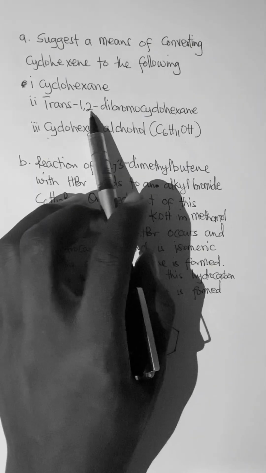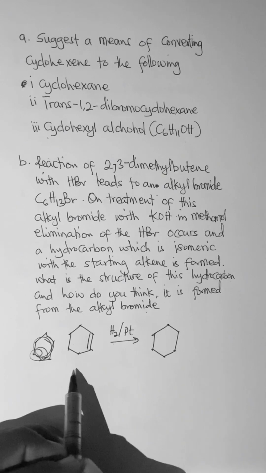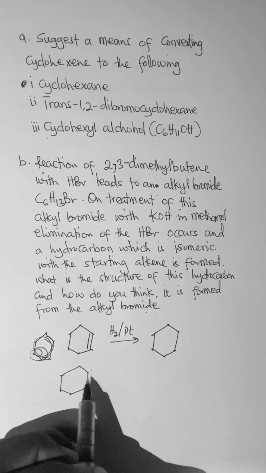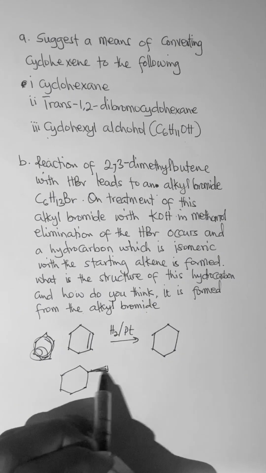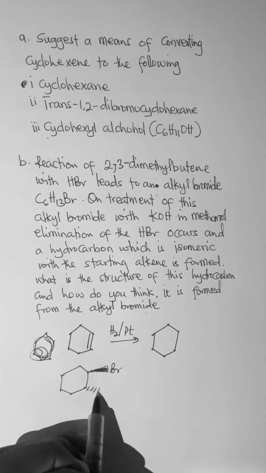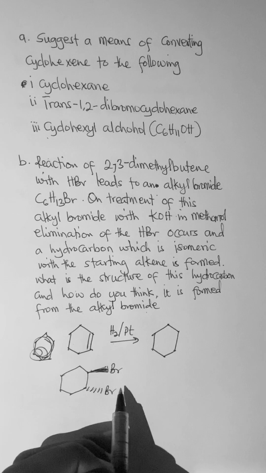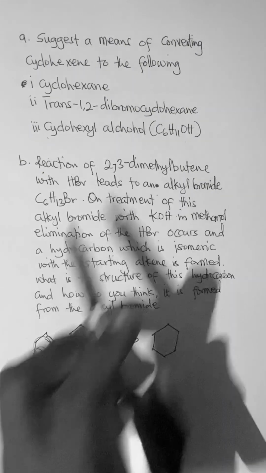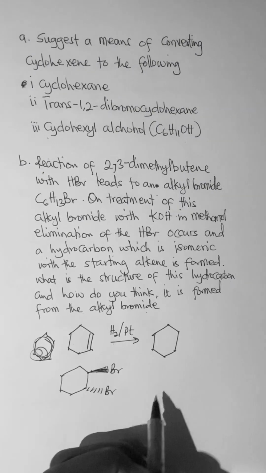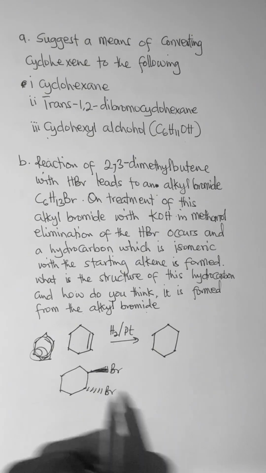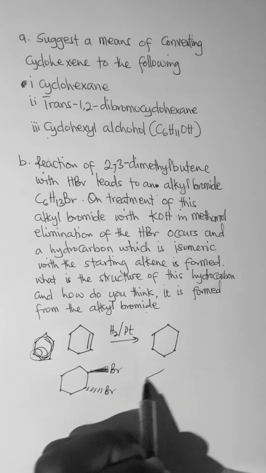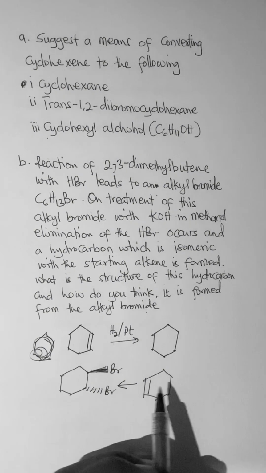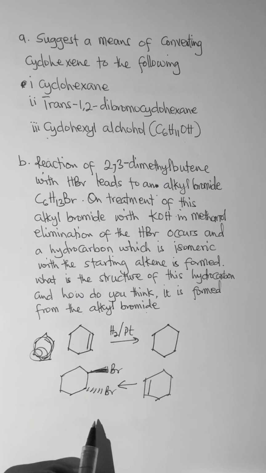And the second one is trans-dibromocyclohexane. So this is a trans-dibromo. So this one is supposed to be on a wedge bond and then a dash bond. Then we are supposed to convert cyclohexene to a trans-dibromocyclohexane. So in other words, we are starting from a cyclohexene. Let me do it this way. So in this way, we are going this way. So from cyclohexene to a trans-dibromocyclohexane.